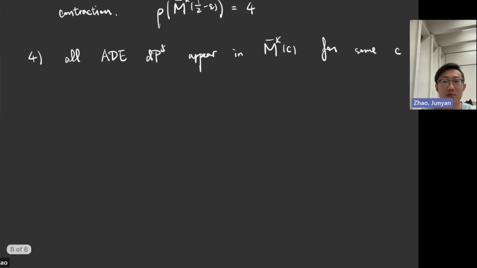And actually, I can explicitly tell you where it appears. In particular, it appears in the last K-moduli, when c is equal to 1/2 minus epsilon. But you don't really care about these numbers.